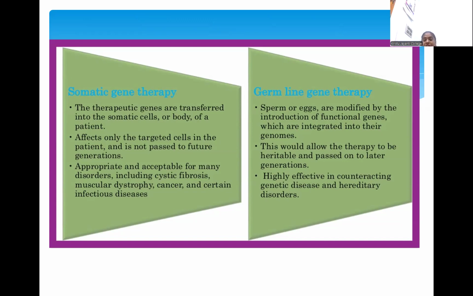On the other hand, we have germline gene therapy, which is done on the sperms or the eggs. The sperms or the eggs are modified with the introduction of functional genes, where these genes are integrated into the genome, thereby allowing the therapy to be heritable and passed on to later generations. They are highly effective in counteracting genetic and hereditary disorders.